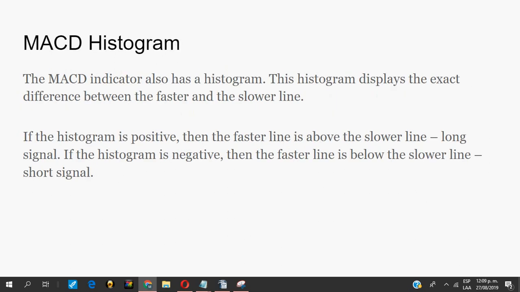MACD histogram. The MACD indicator also has a histogram. This histogram displays the exact difference between the faster and the slower line. If the histogram is positive, then the faster line is above the slower line. Long signal. If the histogram is negative, then the faster line is below the slower line. Short signal.